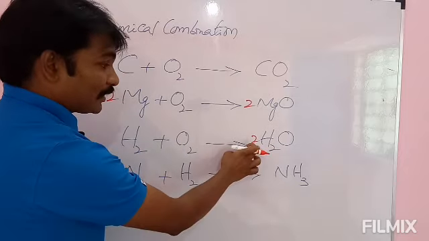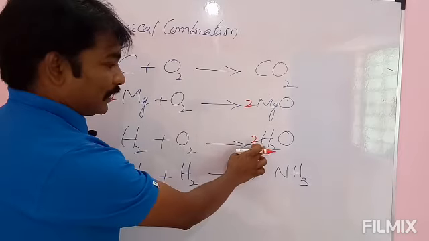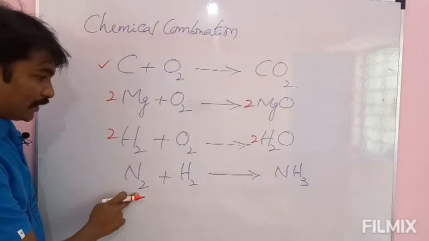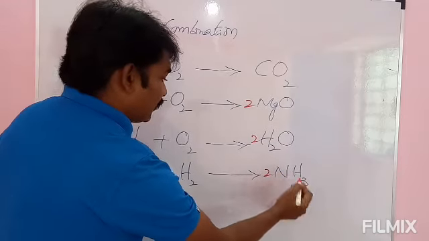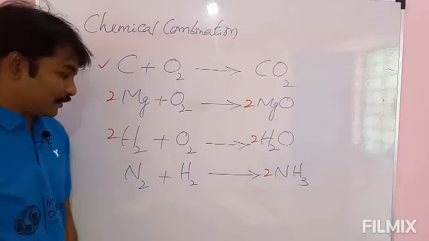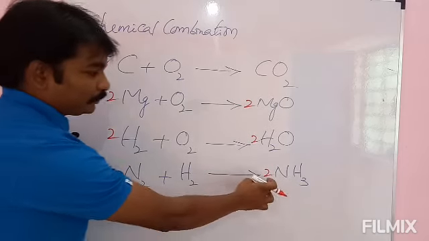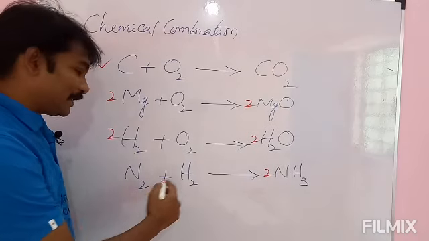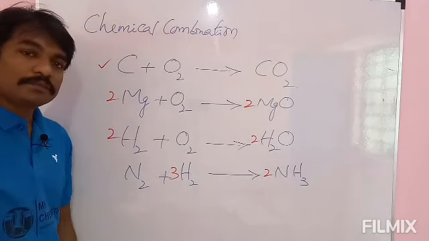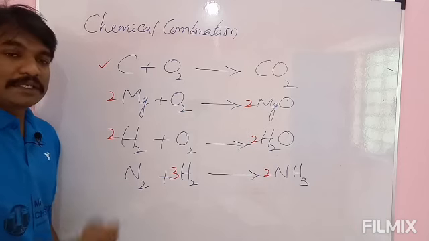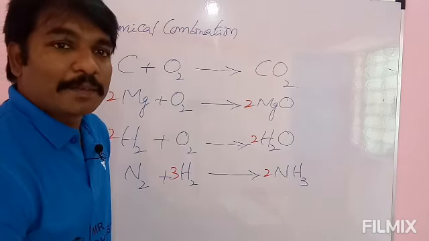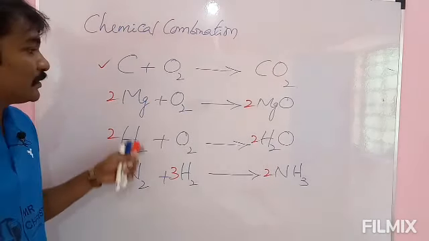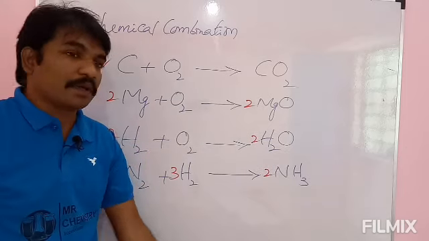Now oxygen atoms balanced, but after writing 2 here, hydrogen changed to 4. I am writing 2 here to balance hydrogen. Nitrogen 2 are there, here 1 is there. I am writing 2 here to balance the nitrogen. See here, 2 hydrogens, 2 times 3 is 6 hydrogens. When we multiply with 3, it becomes 6. Okay, note down these things. These are a few examples for combination reactions. And in all these, elements react with each other and form new compounds.